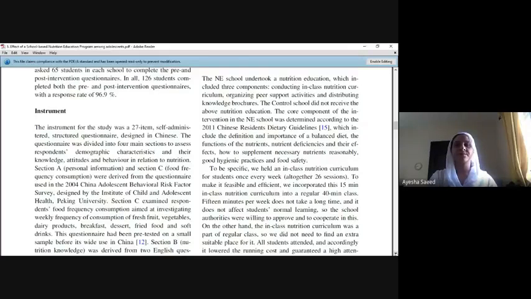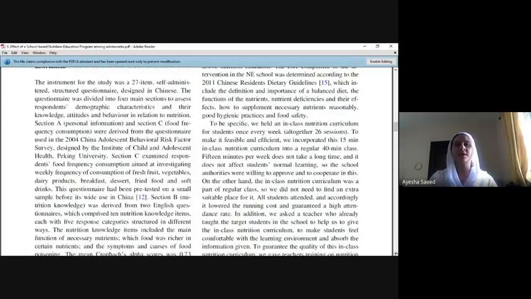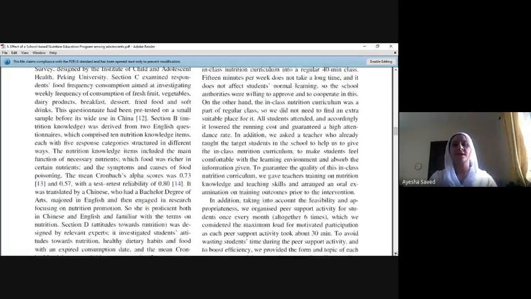To make it feasible and efficient, we incorporated this 15-minute in-class curriculum into a regular 40-minute class. Fifteen minutes per week does not take a long time, and it does not affect students' learning, so the school authorities were willing to allow that. On the other hand, the in-class nutrition curriculum was a part of a regular class, so we did not need to find an extra suitable place for it. All students attended, and accordingly, it lowered the running cost and guaranteed a high attendance rate.